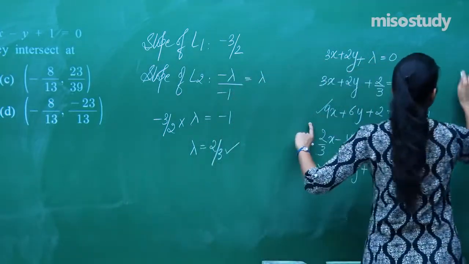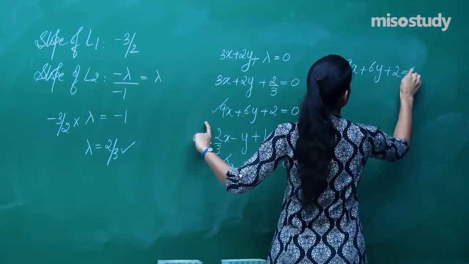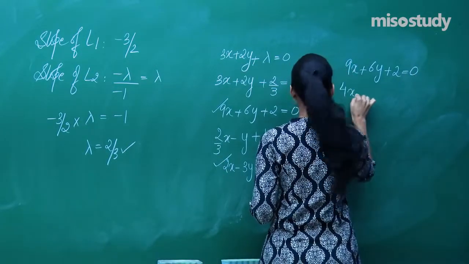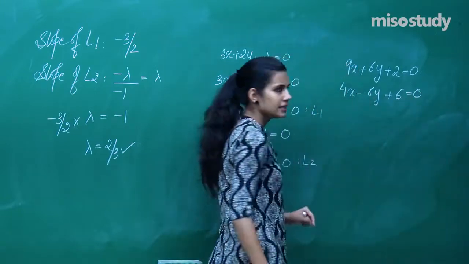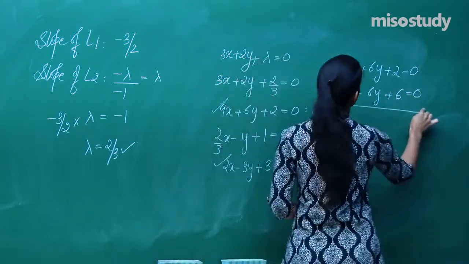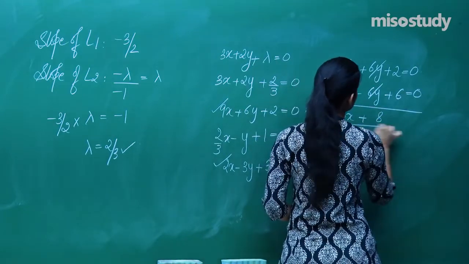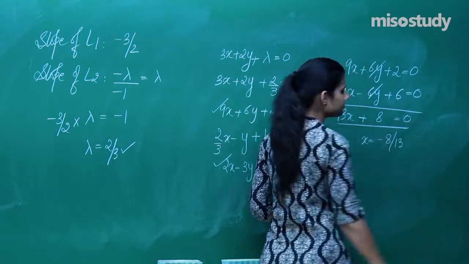If this is L1 and this is L2, I want to talk about where they are intersecting. So what I do is, this is 9x plus 6y plus 2 equals 0. Multiply this by 2, you get 4x minus 6y plus 6 equals 0. Add, this gets cancelled. This is 13x plus 8 equals 0. X is minus 8 by 13.